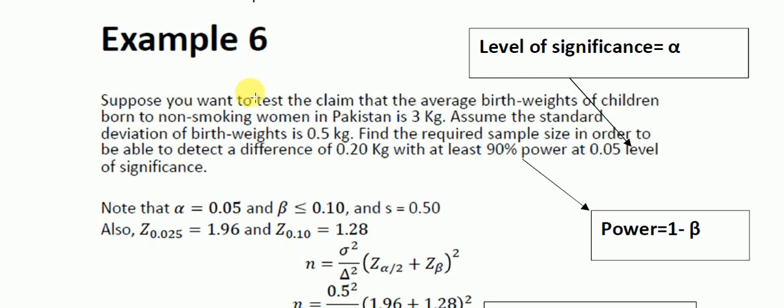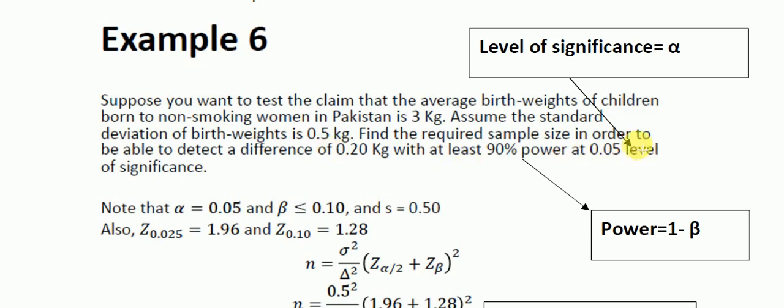Okay, so here we have our example. Suppose you want to test the claim that the average birth weights of children born to non-smoking women in Pakistan is 3 kg. Assume the standard deviation of birth weights is 0.5 kg. Find the required sample size in order to be able to detect a difference of 0.2. So this is the value of delta, with at least 90% power and at 0.05 level of significance.